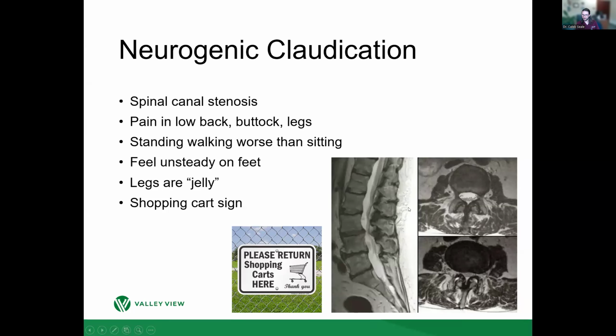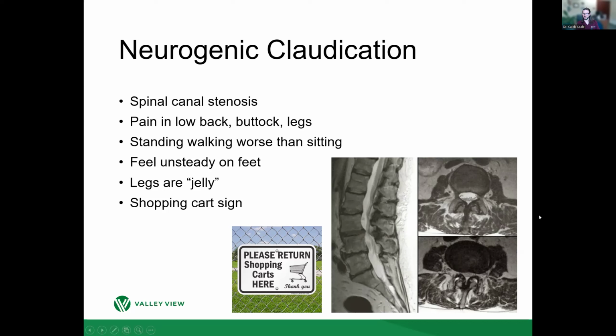On these pictures, these are MRIs again of the lumbar spine. You can see starting from the bottom is L5 vertebral body, 4, and then 3. It gets a little bit tight, a little bit narrowed. Again, we call that stenosis.